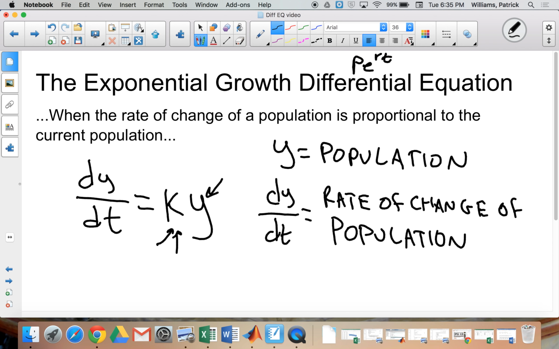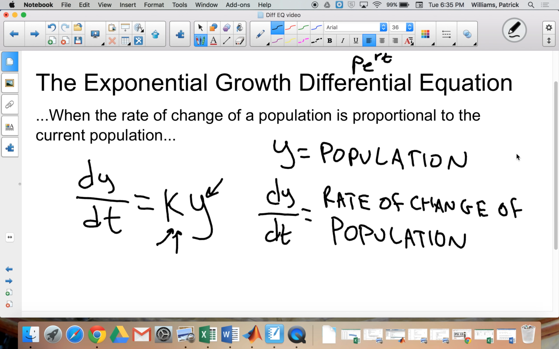Okay, so if we apply separation of variables to this, why don't you give it a shot and pause the video just so you can get some practice. Apply separation of variables to this equation right here. Okay, so if you've done that, we will get dy over y is equal to k dt. Then if we integrate both sides, this gives us natural log of y is equal to kt plus c. So if we want to get that y out of the natural log, we just exponentiate both sides. So we'll get y is equal to e to the kt plus c.